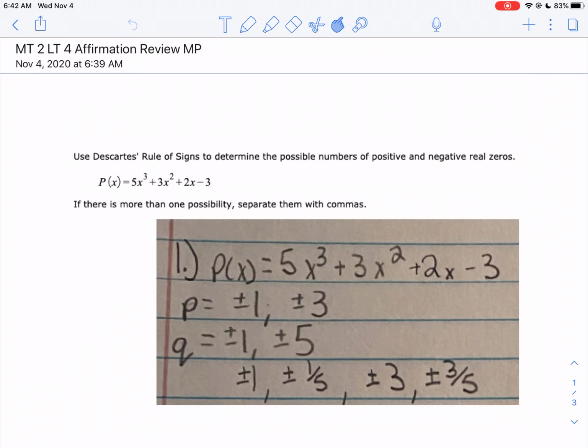Let's review your MT2 LT4 affirmation right now. This first question, you should have kind of noticed something when you typed in the answers. You did this correctly for finding the rational root theorem, but the question isn't the rational root theorem. They want you to use Descartes' rule of signs to determine the possible number of positive and negative roots.